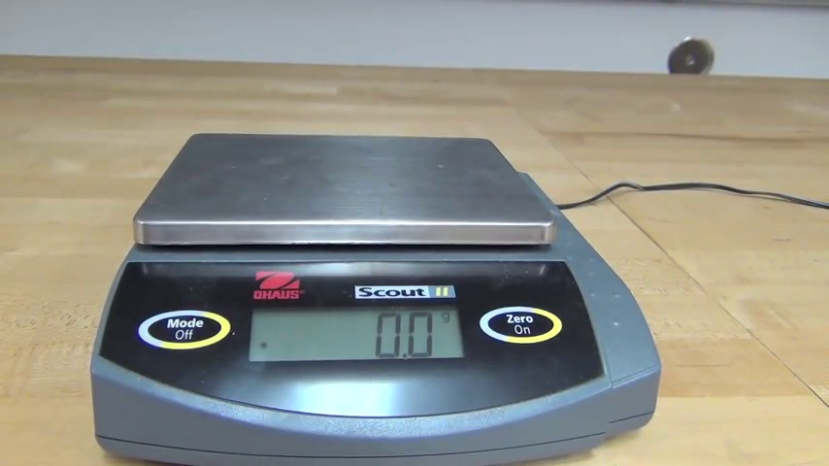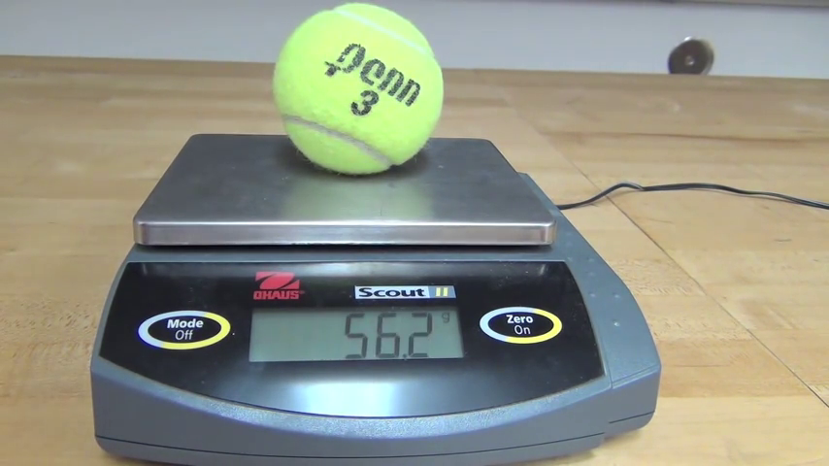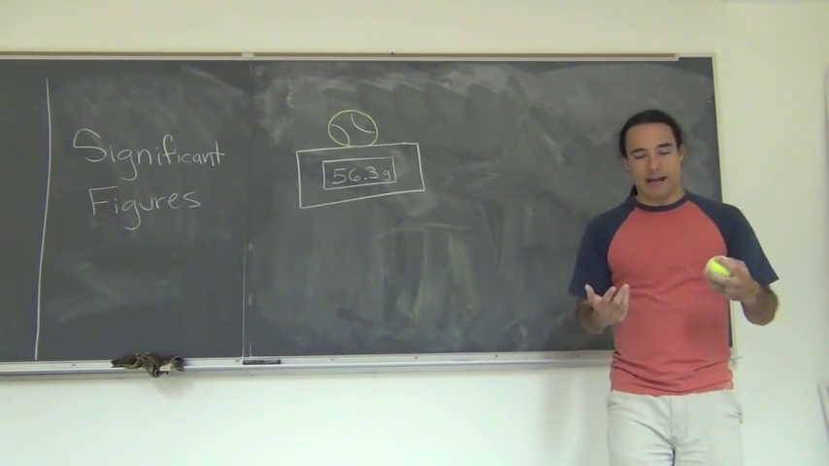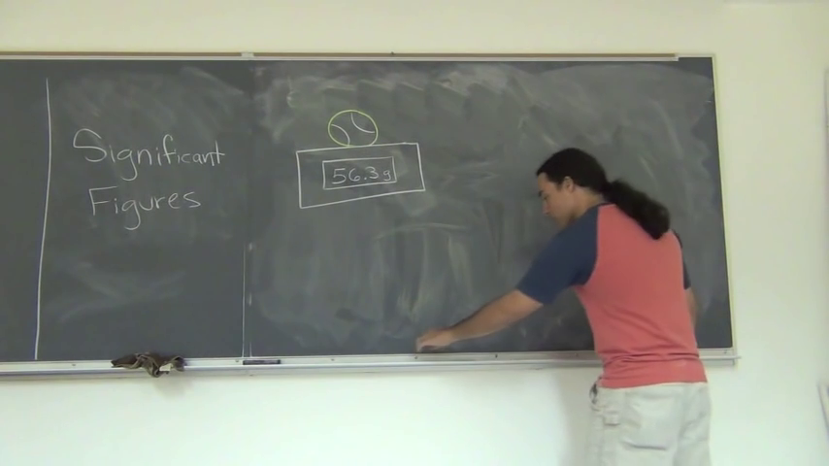What is the weight of a tennis ball? Okay, it looks like 56.3 grams. So my tennis ball is 56.3 grams. Now, if this were math class, I would just write this down.